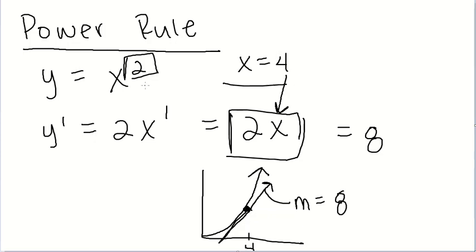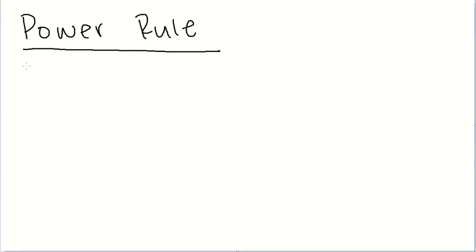So this is all the power rule does. It's just if you have some sort of power function like this, it gives you a really quick, easy way to calculate the derivative function. And then the derivative function lets you plug in any x value you want to calculate slope. So we'll do a few more examples to really help solidify this.